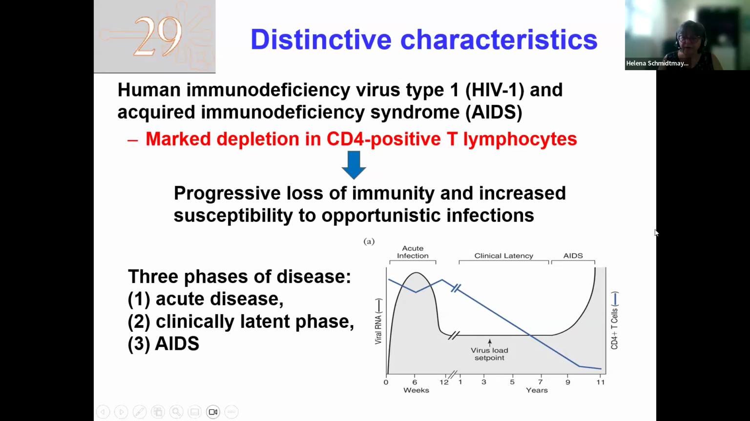First is acute infection, which happens right after the infection, or transmission, of the virus. And this acute infection can last up to several weeks. In some cases, there are signs. In some cases, there are no signs. Acute infection is followed by a clinically latent phase, and if untreated, eventually it can progress to the terminal stage, which is AIDS, acquired immune deficiency syndrome.